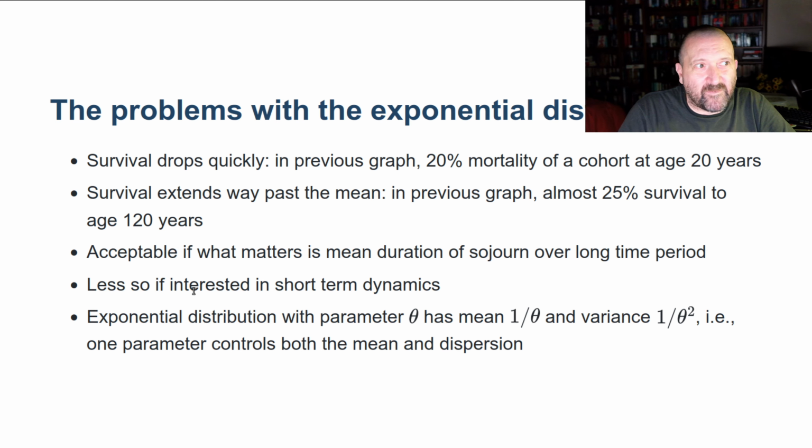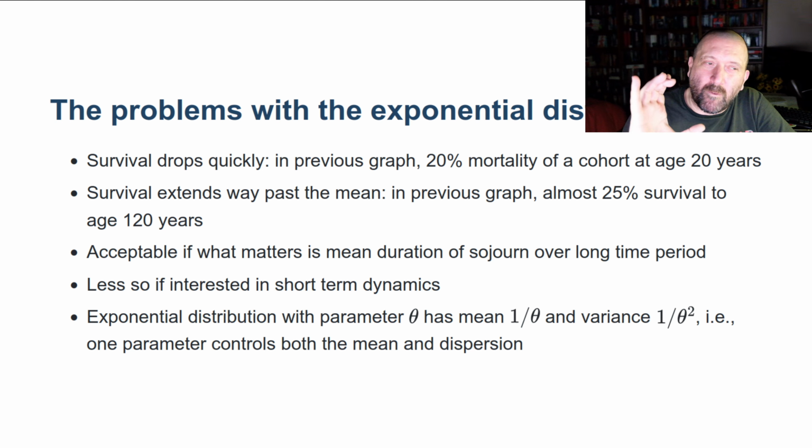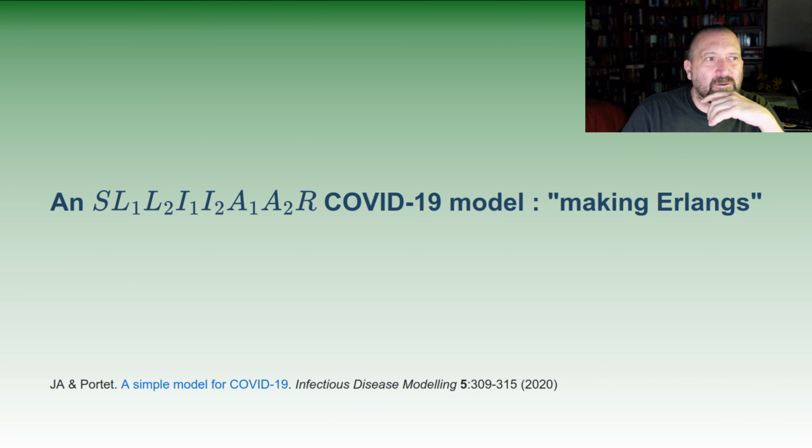Yes, another aspect that I didn't mention thus far is that one of the annoyances of the exponential distribution is that it has the same mean and standard deviation. The mean and the variance are given by this, and so the standard deviation is the same as the mean. So you have a single parameter that's controlling both the mean and the dispersion around the mean, and that's potentially an issue.